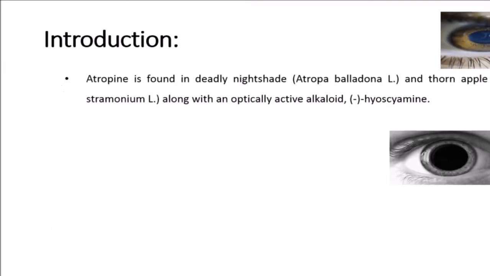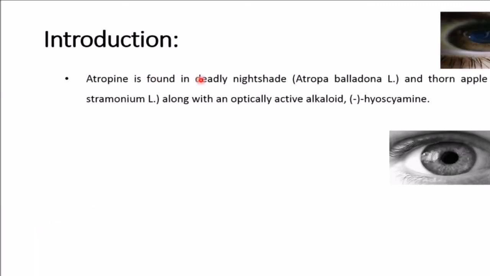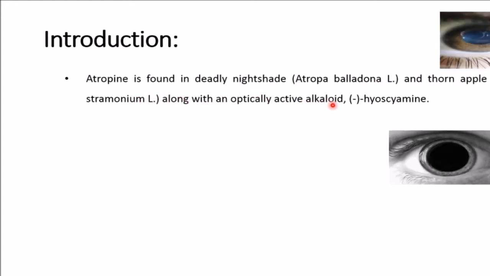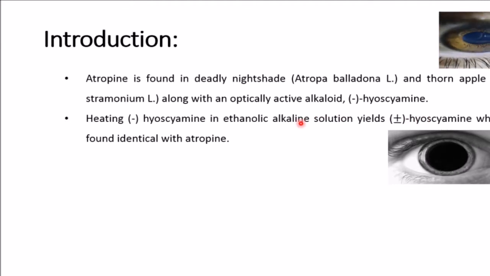As you know, atropine is an alkaloid. It is found in deadly nightshade, Atropa belladonna L., and thorn apple, Datura stramonium L., along with an optically active alkaloid, hyoscyamine. Heating hyoscyamine in ethanolic alkaline solution yields dl-hyoscyamine, which was found identical with atropine. So this is the structure which is identical with atropine.